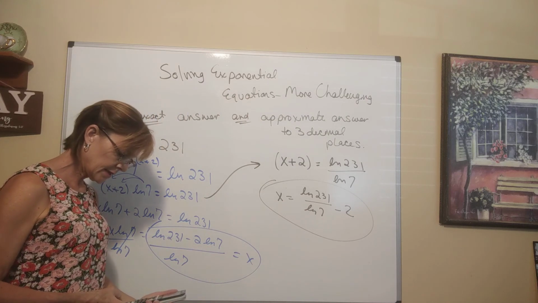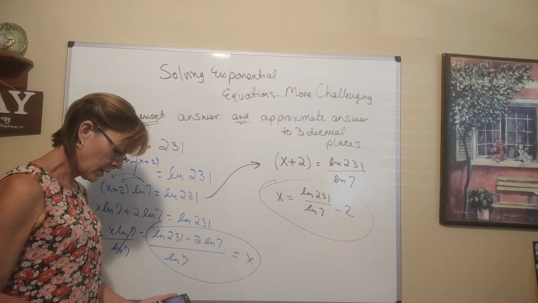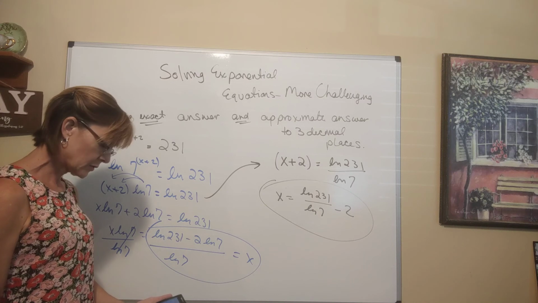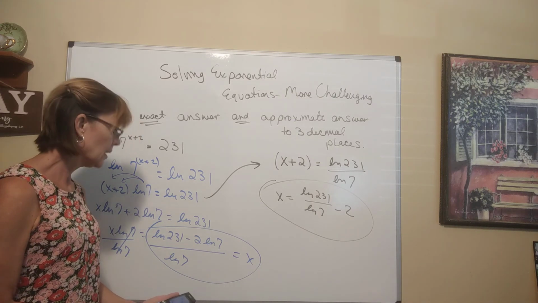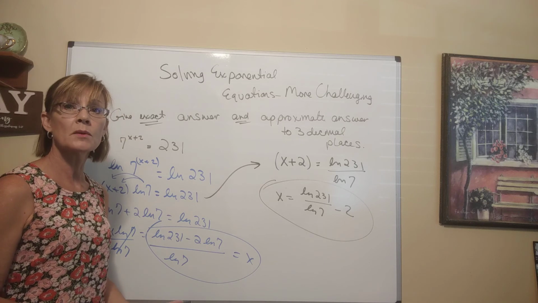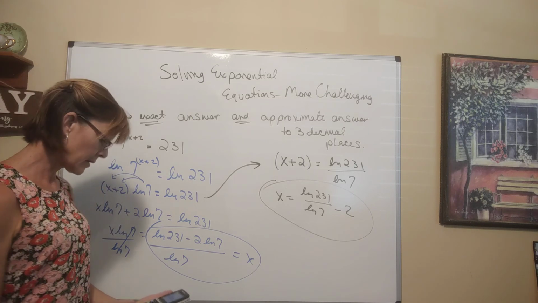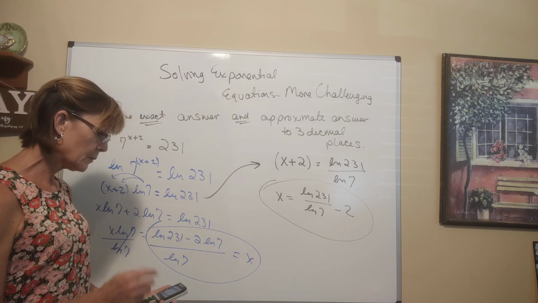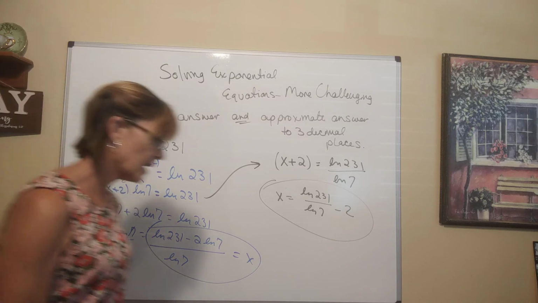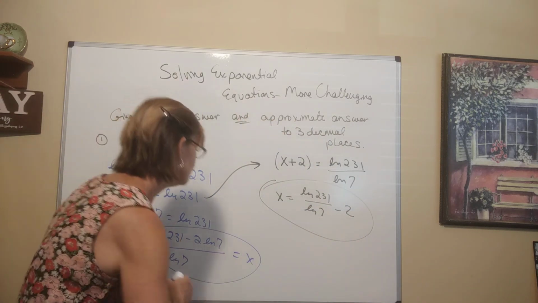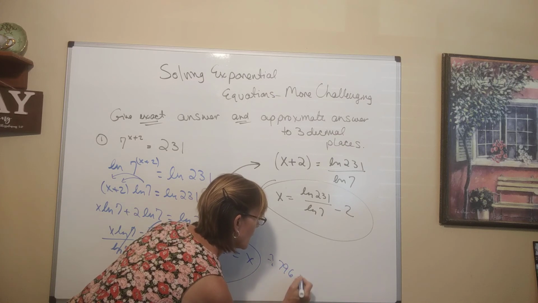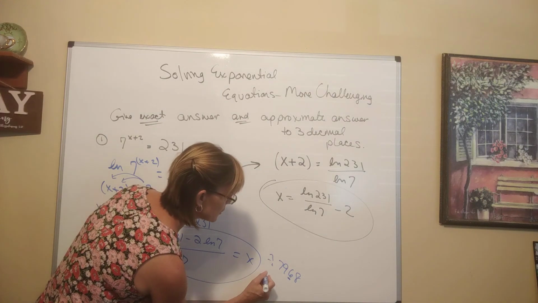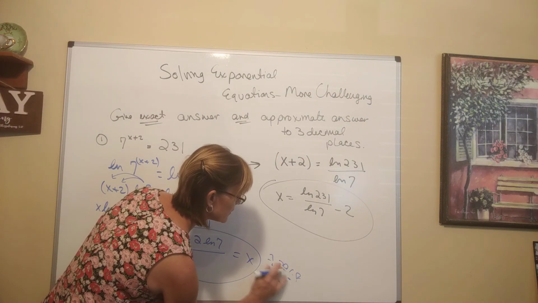You would say parentheses, natural log of 231, close parentheses, minus 2 natural log, it opens up a parentheses, put in 7, close your parentheses to close your log argument, close your parentheses to close your numerator, and divide by the natural log of 7. And when I do that, I get 0.7968. But if I'm rounding to 3 decimal places, this is the third, so this would round up to 0.797. That's what that one will be.